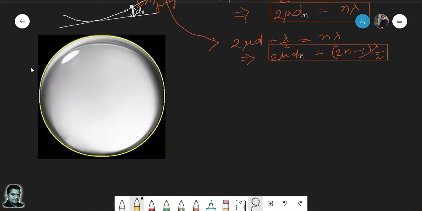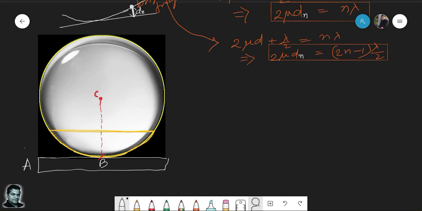So let's say our plano convex lens is this. This is the part we took out of the glass sphere and formed our plano convex lens. And this is the center. And let's say our glass plate is here. So the glass plate is A, B, C. And at some point here, where rays 2 and 3 are interfering, this distance is our d_n or d.